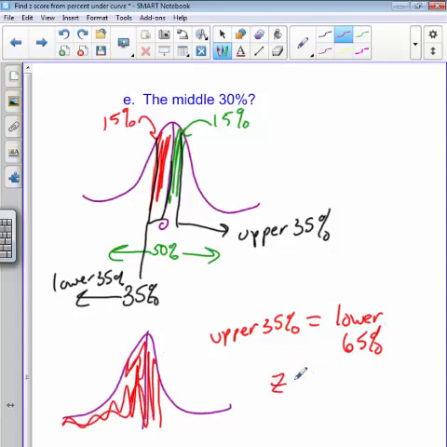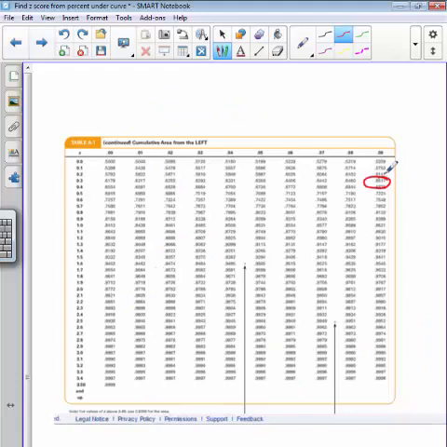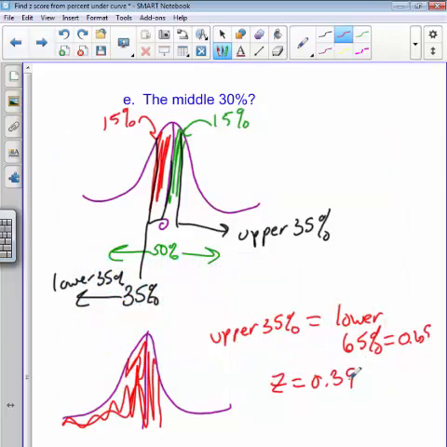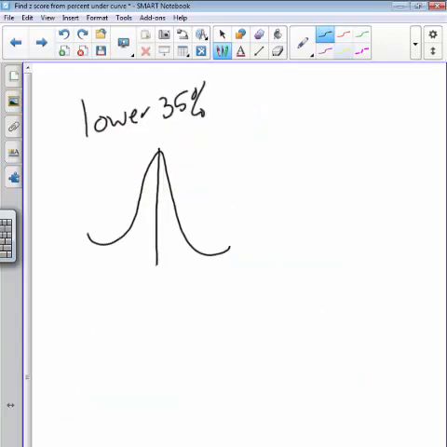The lower 65%, to find the z-score, we just look for 0.65 in our table. This is the value that's closest to 0.65, so that's 0.39. And now what I want to do is take away the lower 35%. So I went ahead, I found the upper 35. Now I'm going to remove the lower 35. That should leave me with 30% in the middle.